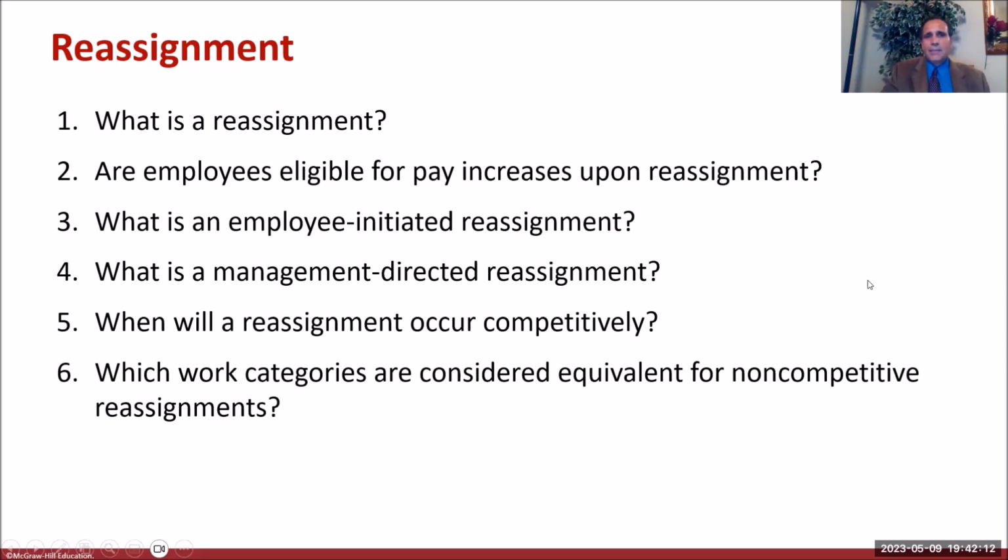When will a reassignment occur competitively? Which work categories are considered equivalent for non-competitive reassignments?